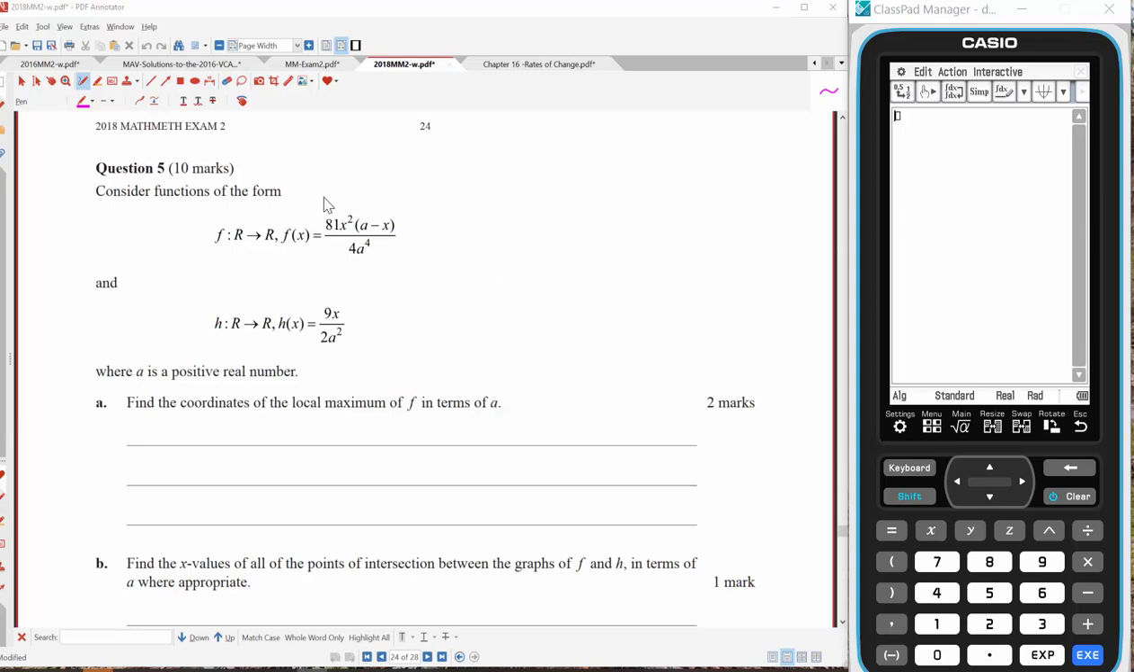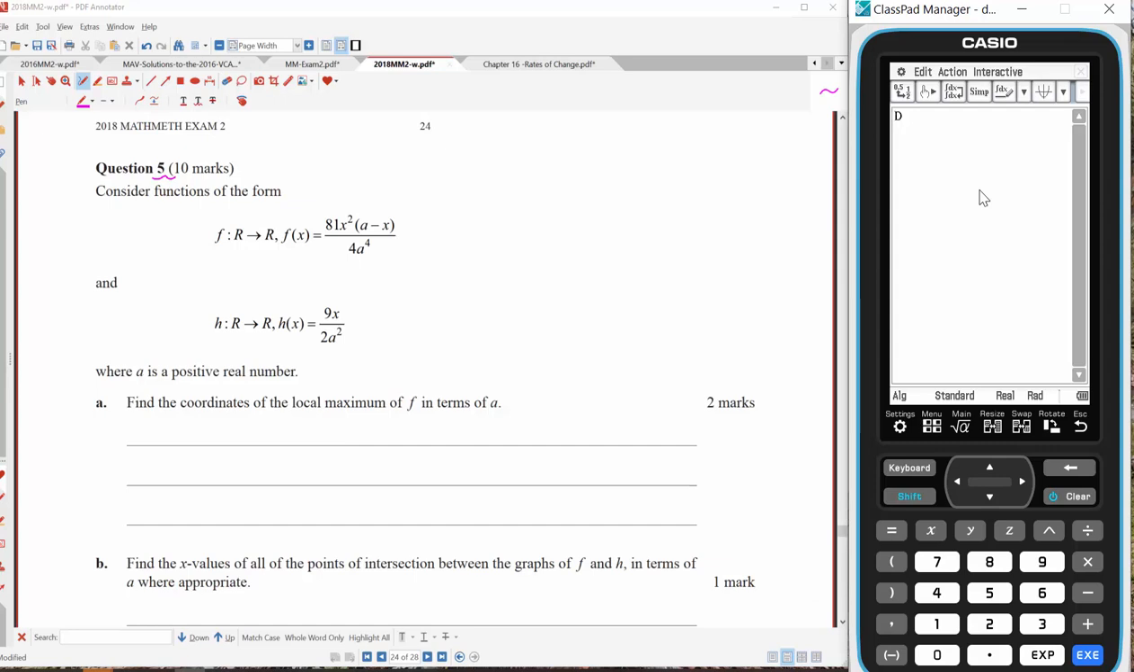By far the most popular question that gets asked is question 5 from the 2018 methods exam. It's a tough one. We've got two functions, what looks to be a cubic and a linear function. Parameter a is a positive real number.